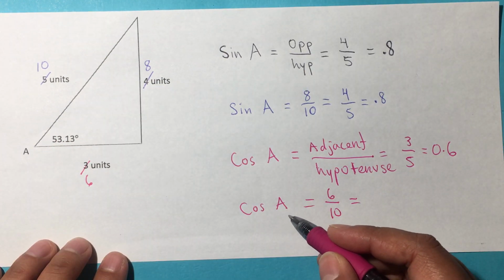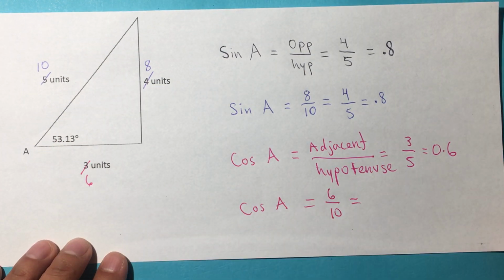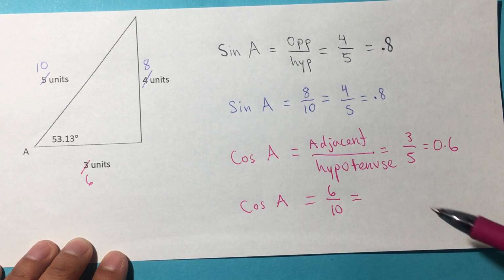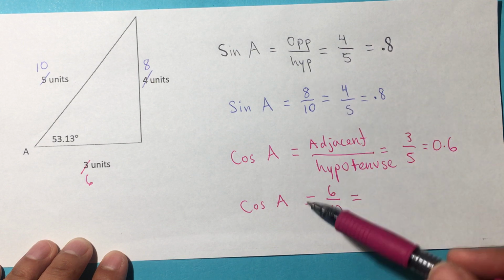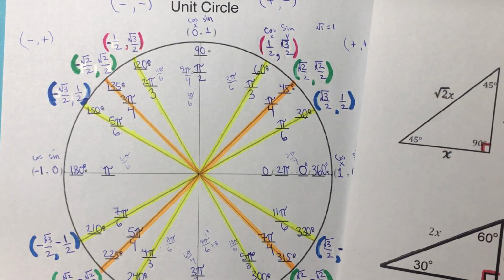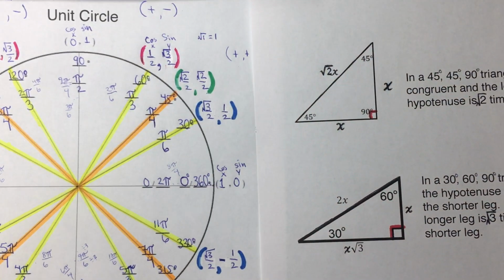And that's when we say that A is equal to 53.13. Okay, so now that we understand this relationship of sine is opposite over hypotenuse, cosine adjacent over hypotenuse, I'm going to try to show a little bit of where these relationships come from.